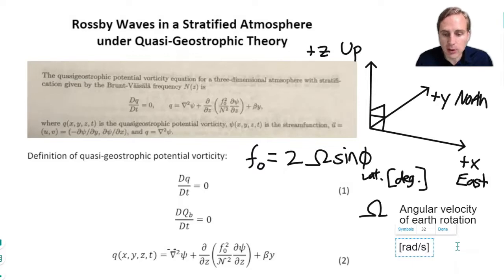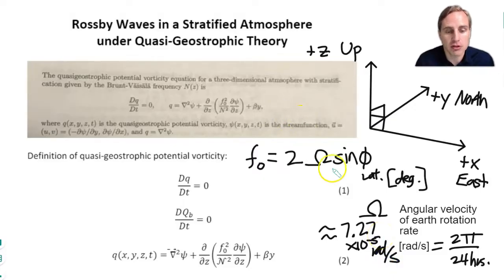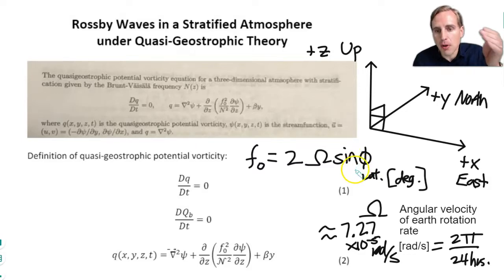And in order to calculate this, what you should do is take 2 pi and divide by 24 hours. Now, by the way, when you work all that out, you get about 7.27 times 10 to the minus 5th radians per second. That's the Earth's angular rotation rate. Anyway, this Coriolis parameter, notice it increases with latitude. It's larger if you're near the poles. It's smaller if you're near the equator.